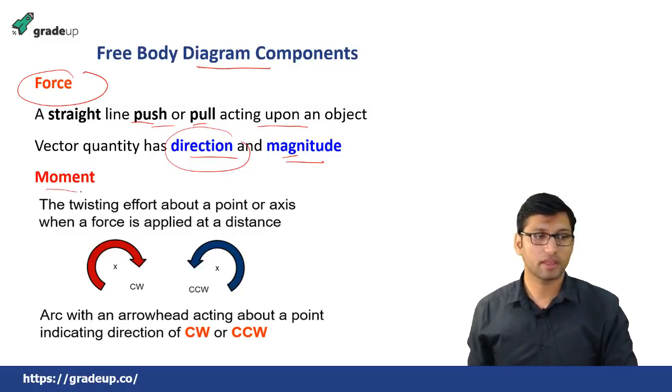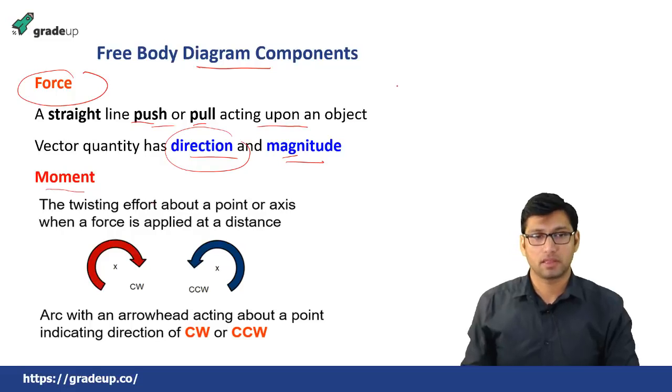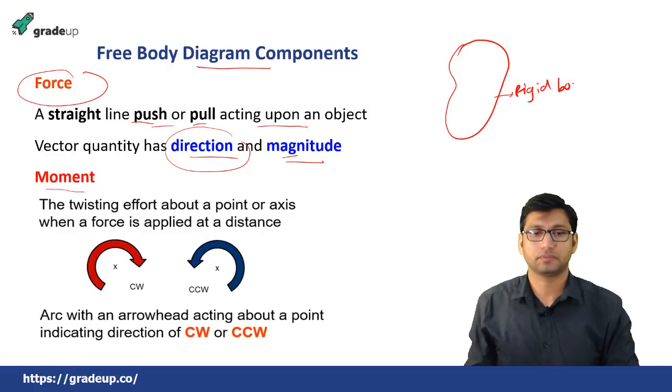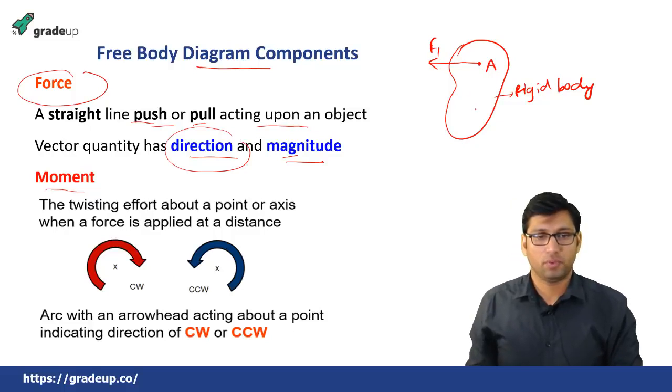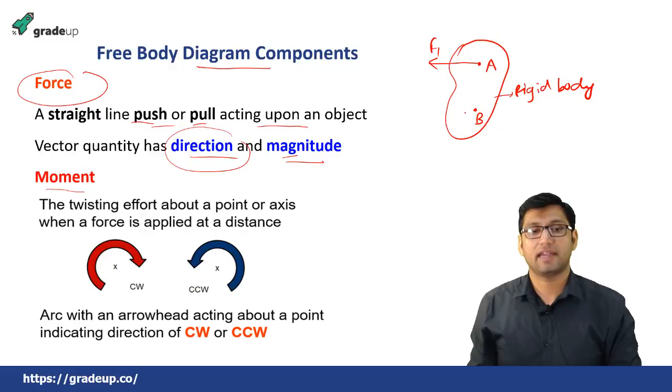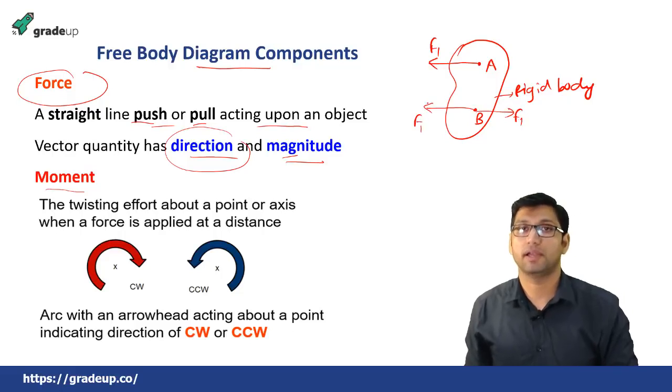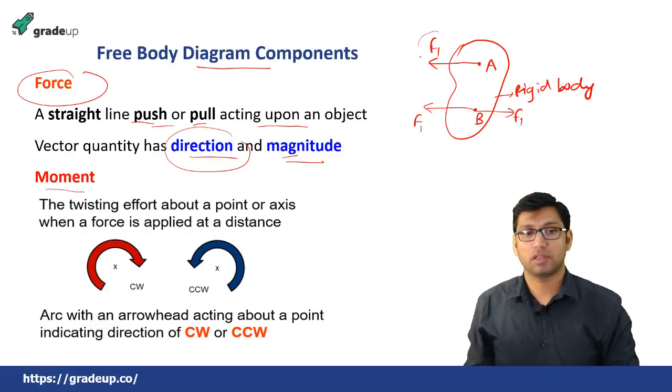Next thing is called moment. Now what is a moment? Suppose there is a rigid body, and suppose there is a point A, and at this point there is a force F1 acting. Now if I am trying to find the force at this point B on the rigid body, I will be replacing this force F1 with two equal and opposite forces at this point B, which will be equal to this force F1.